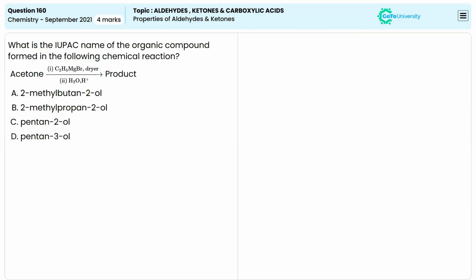In the next question, we have to find out the IUPAC name of the organic compound produced in the given reaction. Here we have the reactant, acetone, reacting with the Grignard reagent in dry ether medium followed by hydrolysis. So we can start the reaction first: CH3COCH3. This is acetone, right? When acetone reacts with Grignard reagent, RMgX, here the proper Grignard reagent is given, C2H5, which means the R group can be substituted by C2H5. So it will be C2H5MgBr in dry ether medium.